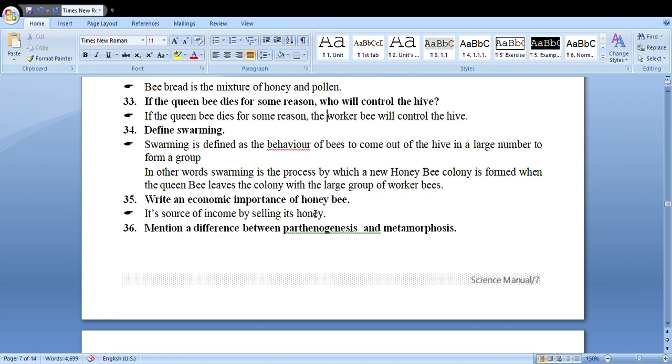Write an economic importance of honeybee. It is a source of income by selling its honey.